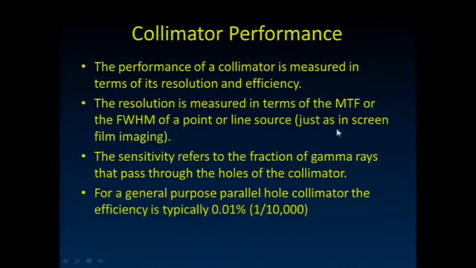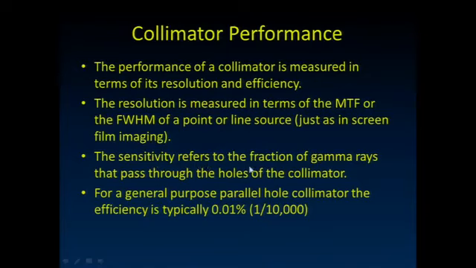The performance of the collimator is measured in terms of its resolution and efficiency. And resolution we measure just like we did in the other ways. We can have some bar phantoms. We can try to calculate a modulation transfer function. Or we can image a point source or a line source and see how much that gets blurred out, that full width at half maximum that some of you may have heard of.